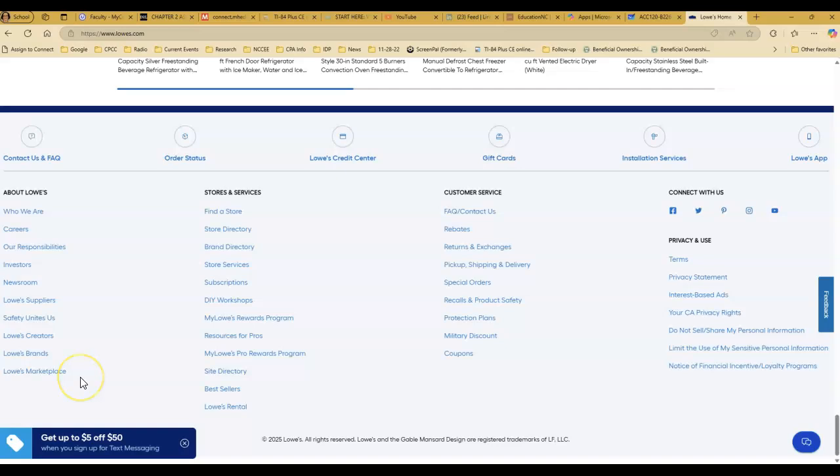Okay? So notice what happens here. We have all this information down here that is right out there when we're dealing with a retailer, for everybody to see. So you've got a couple of things here. We've got who are we, careers, our responsibilities, investors. We've got newsroom. That could be a possibility. Lowe's suppliers. So if the Lowe's suppliers need something, they can click there, right? Safety. Lowe's creditors, Lowe's brands, Lowe's marketplace. Now, the one that we're going to look at is right here, called investors.